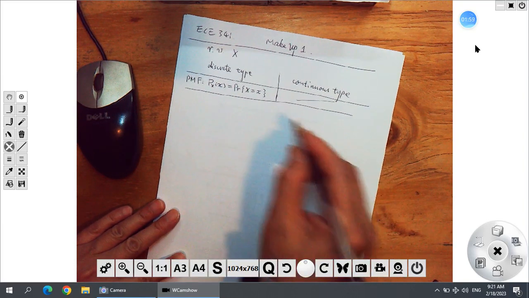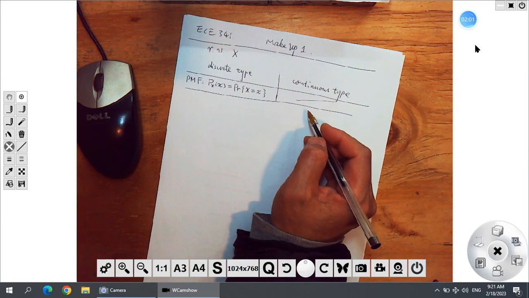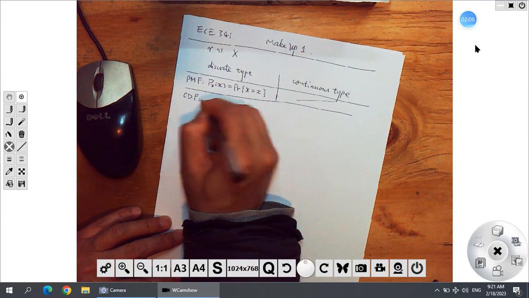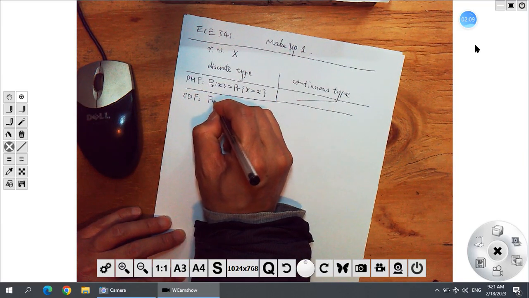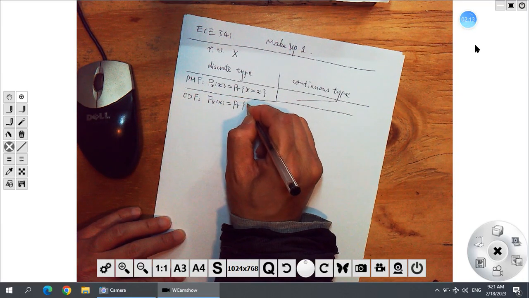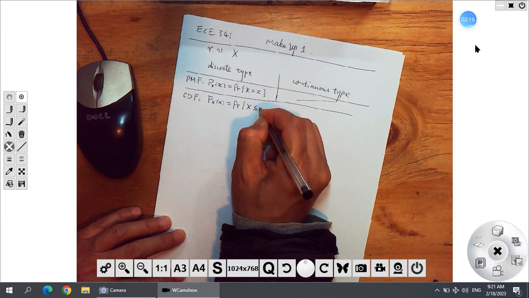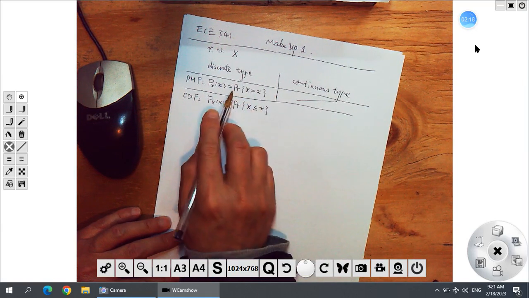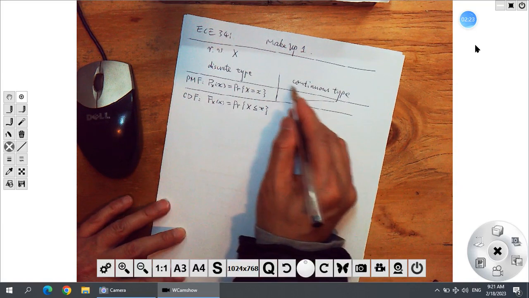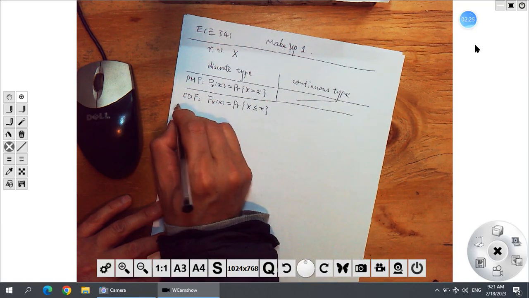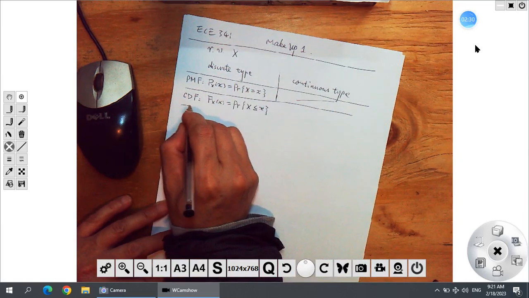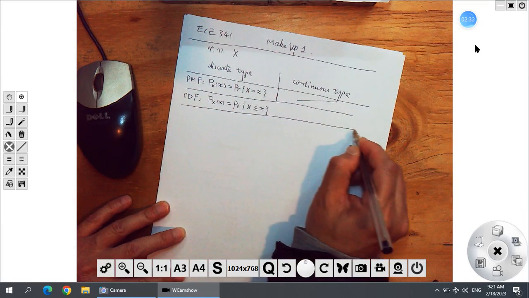And for both types, we have a CDF, which is denoted as Fx of x, equal to the probability that capital X is smaller than or equal to x. Somehow different from the first function, right? So this function CDF can be applied for both discrete type random variable and continuous type random variable.